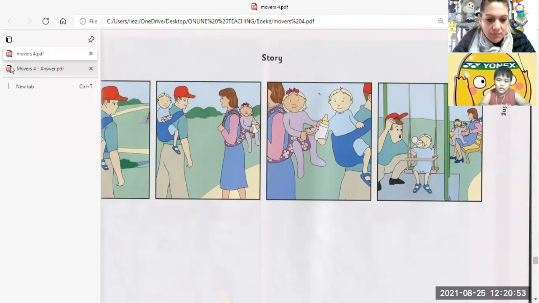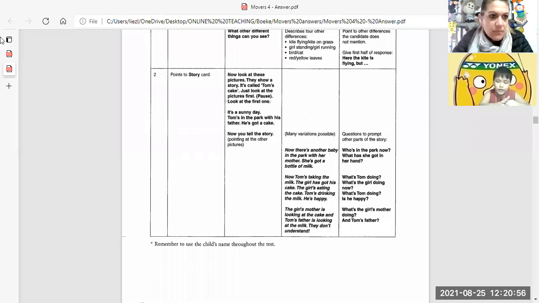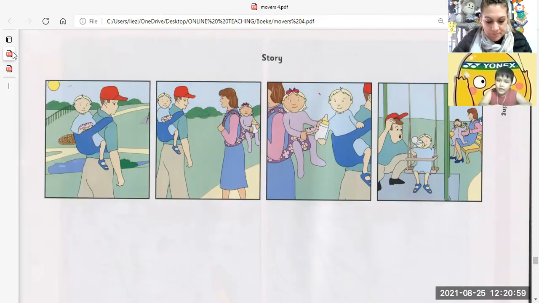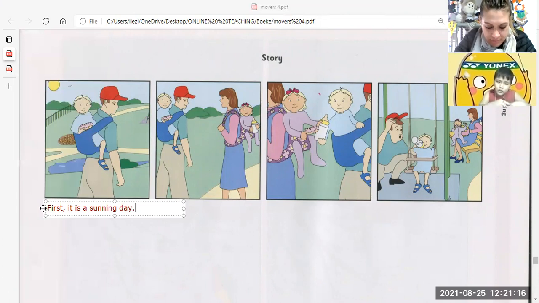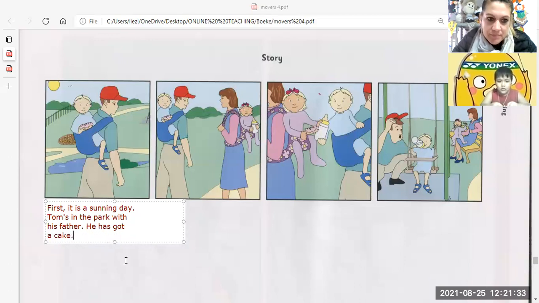I can see the boy and the boy and man. Mm-hmm. The boy and the man. In the second picture, what are they doing? The man and the boy in the first picture, it is a sunny day. Tom is in the park with his father. He has got a kite.